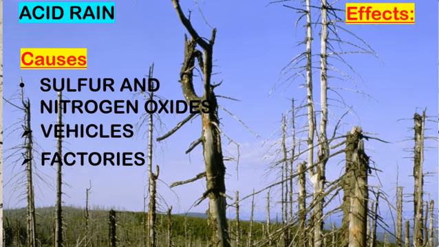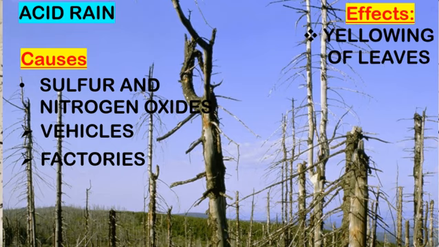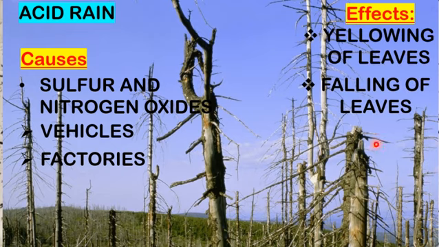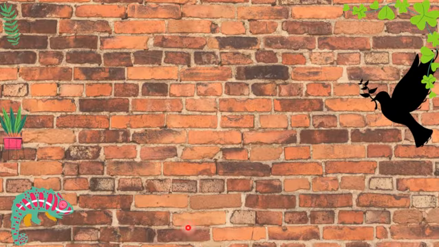Acid rain can be destructive to living things. It causes the yellowing of leaves of the trees and causes the leaves of the trees to fall. So these are the causes and effects of acid rain.